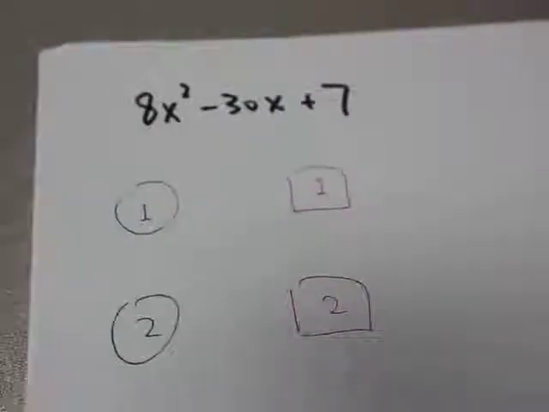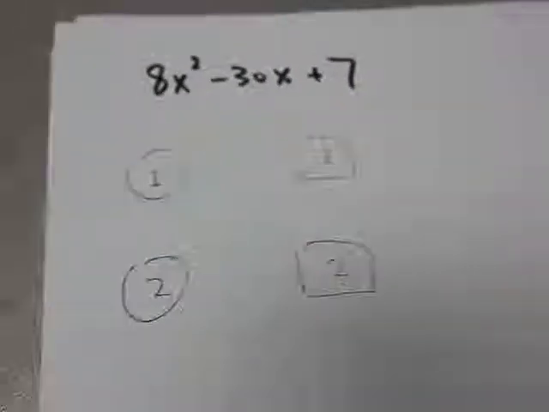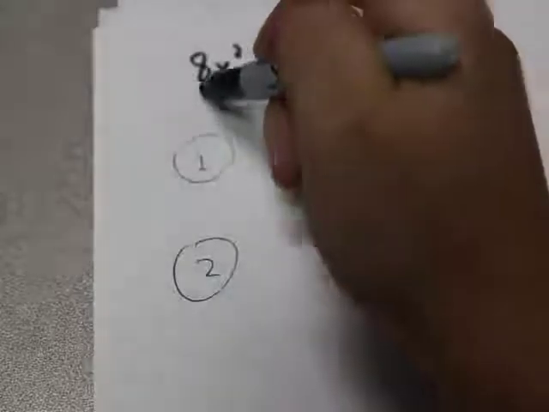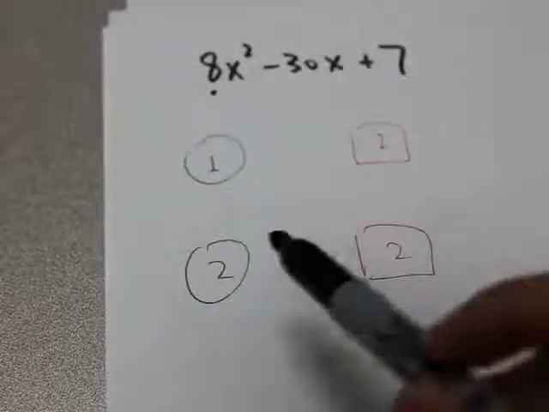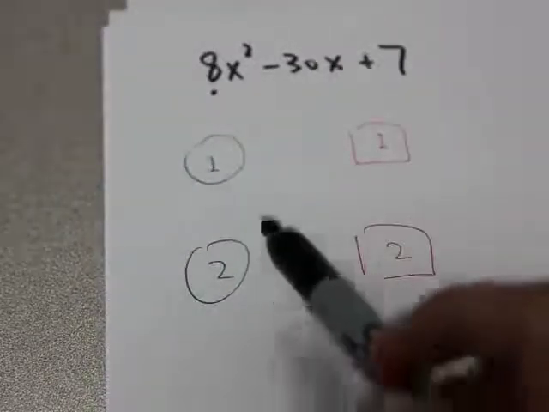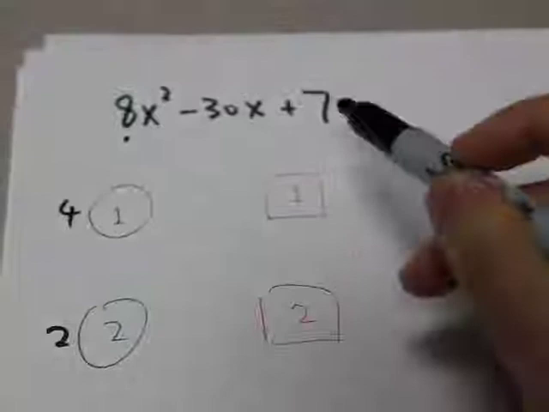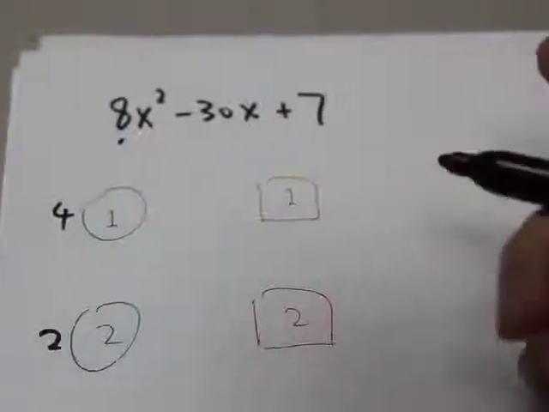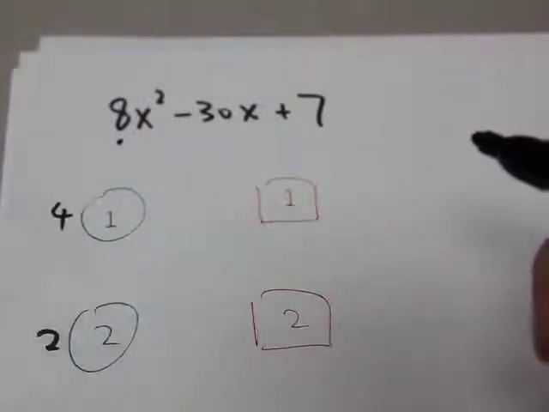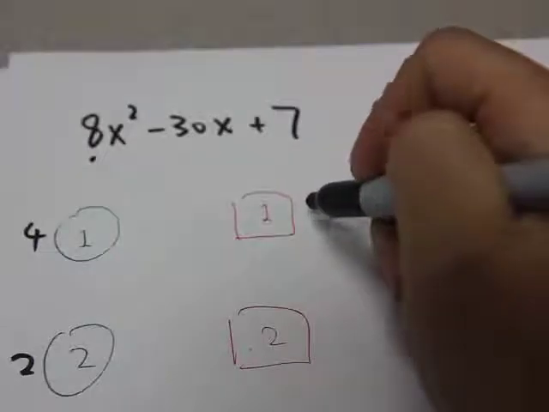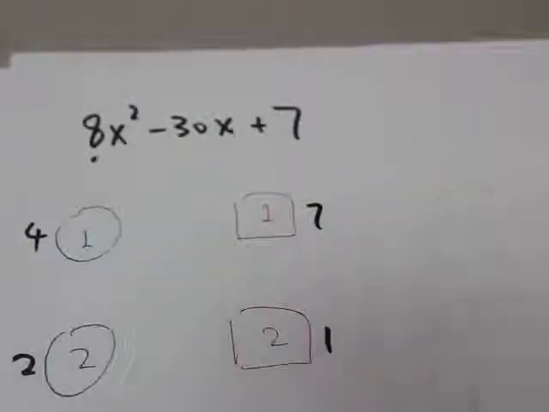Okay, let me do another example using the second way. So 8, I consider two factors of 8 and write it into these two circles. So let me start with 4 and 2. Okay, and then I consider two factors of 7. Okay, 7 has only two factors, 1 and 7. So I write 7 here, I write 1 here.